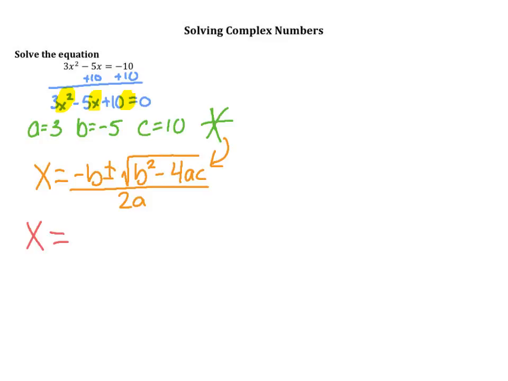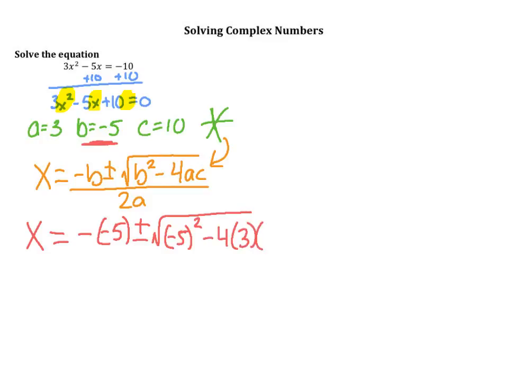I have x equals -b. Now my b value is up here, and that says -5. Plus or minus b squared. So b squared, again, is (-5) squared. Minus 4a, which is 3, and c, which is 10. Divided by 2a, and my a is 3. Now, all you need to do is go through and know how to simplify this.